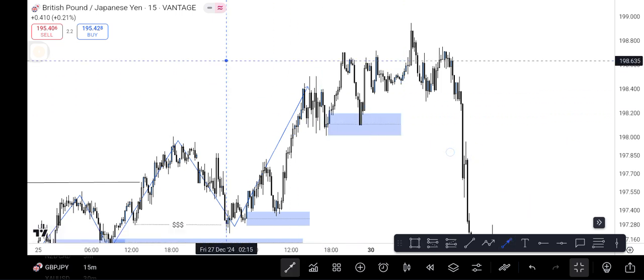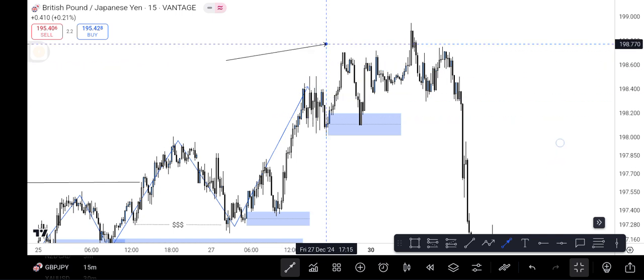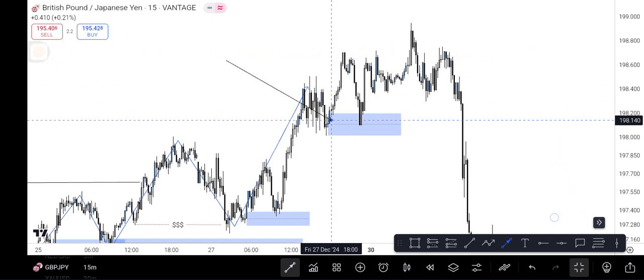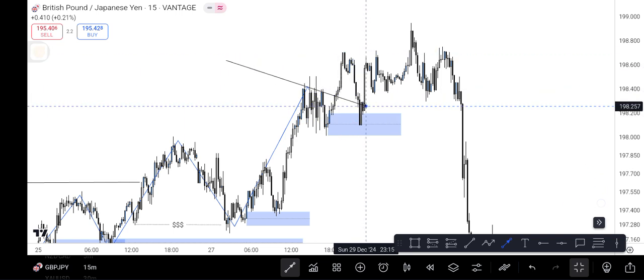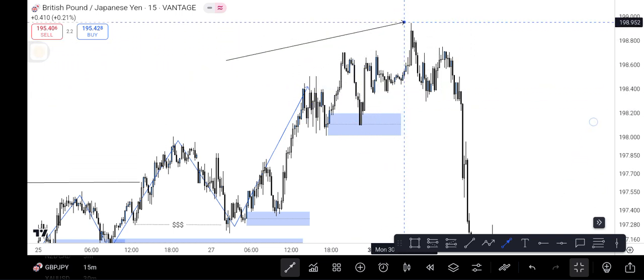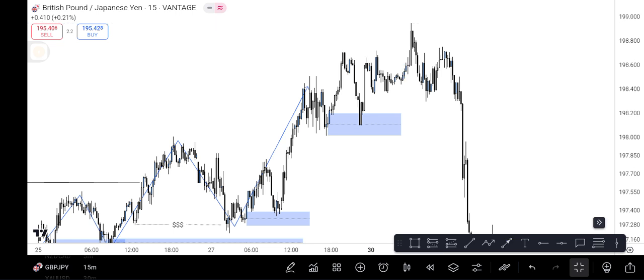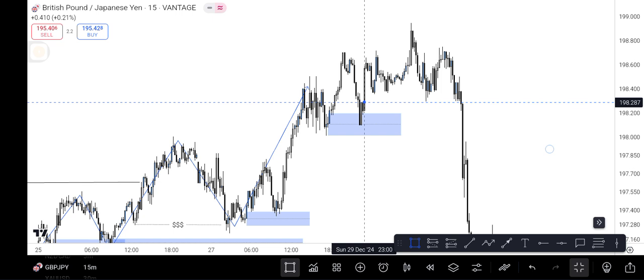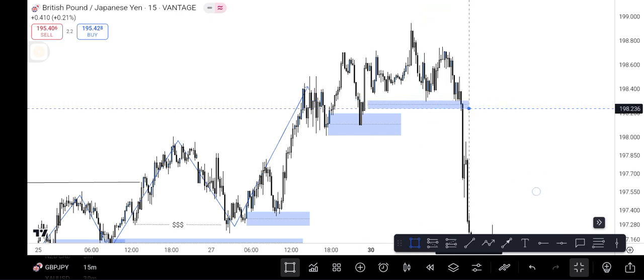So price broke structure. After breaking structure, it came back down, tapped into the demand zone, and then gathered enough momentum to break structure to the upside. Now you can see another scenario here. Last sell candle before the buy. You can see this is the last sell candle before the impulse buy.